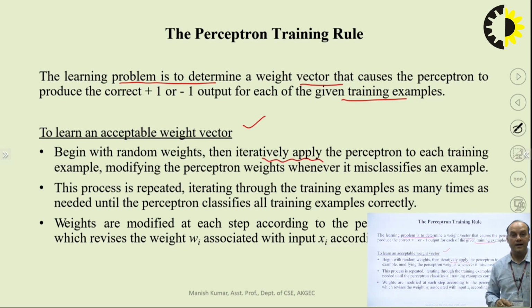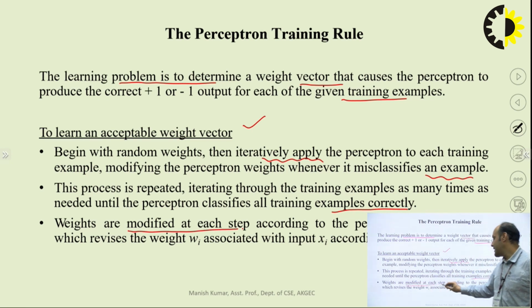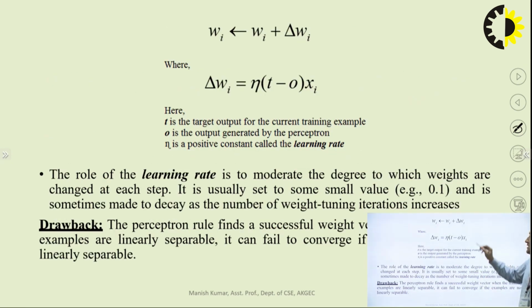And we will modify the perceptron weight whenever it misclassifies an example. We will check whenever it misclassifies the example. We will repeat this process iteratively and check whether that example is correct or not. Thirdly, weights are modified at each step according to the perceptron training rule. So this is the training rule.